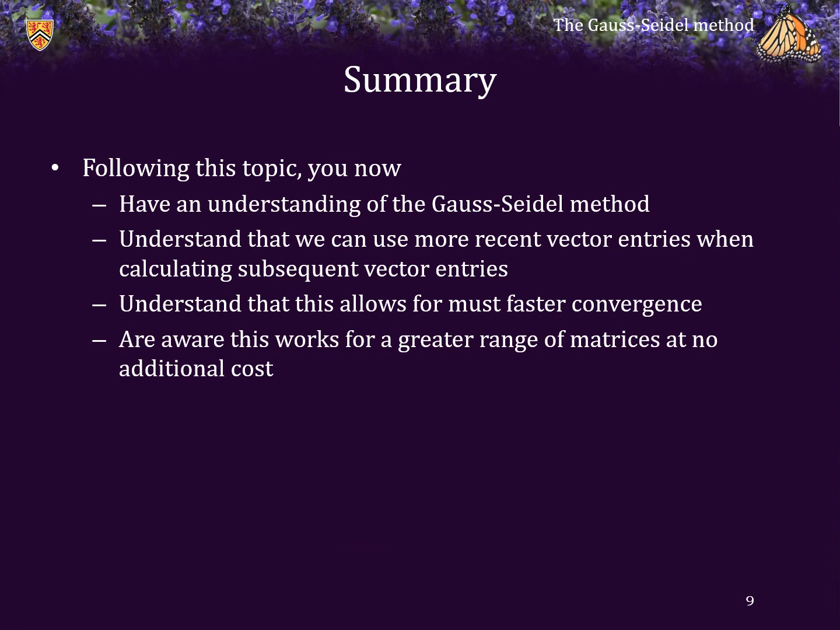Following this topic, you now have an understanding of the Gauss Seidel method. You understand that we can use more recent vector entries when we are calculating subsequent vector entries for the next iteration. You understand that this allows for faster convergence, and you are aware that this works on a greater range of matrices at no additional cost, which is nice. There are no additional floating point operations required.